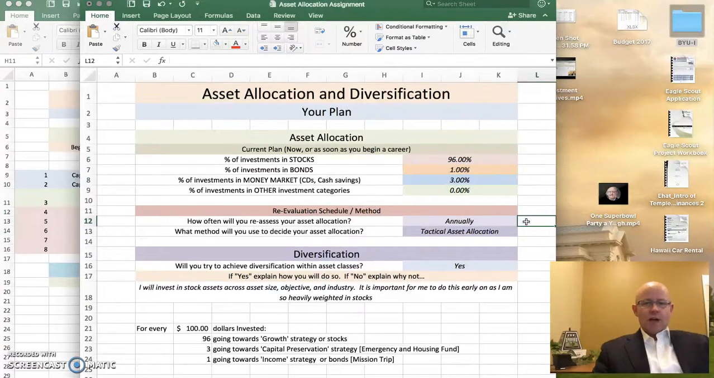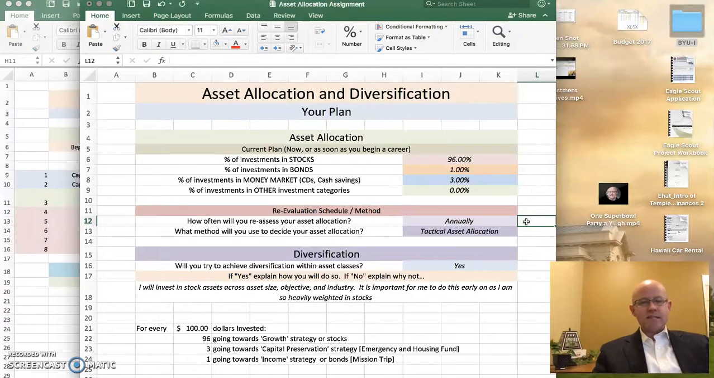Then I go down and ask, how often am I going to reassess my asset allocation? This is critical because in your financial plan, you need to be going back to the plan, your allocation and your objectives constantly, because some of your objectives are going to move from a growth objective into an income objective or into a capital preservation objective.